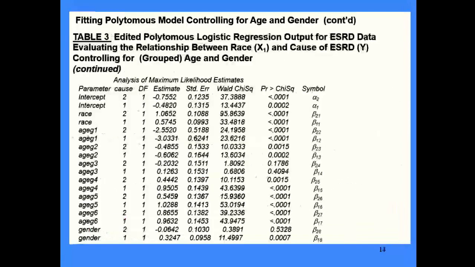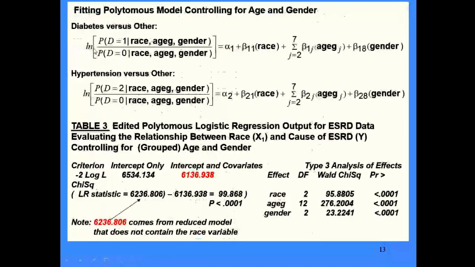Now, look at this screen. What do you notice on this screen? What have I put up? Well, I got a heading. It says edited polytomous logistic regression output for the end-stage renal disease data evaluating the relationship between race and cause of ESRD controlling for age and gender, where age is grouped. So here's the output when I consider this model.